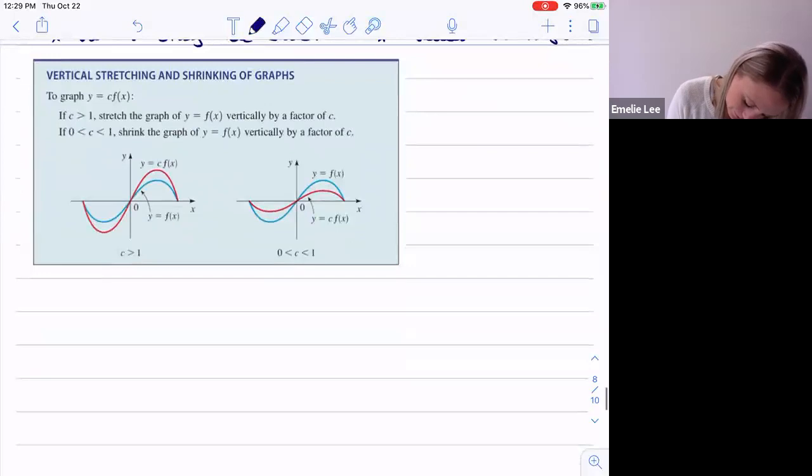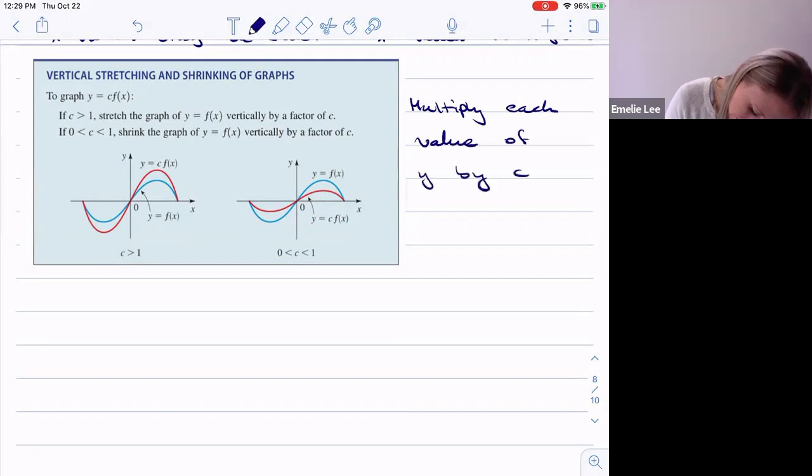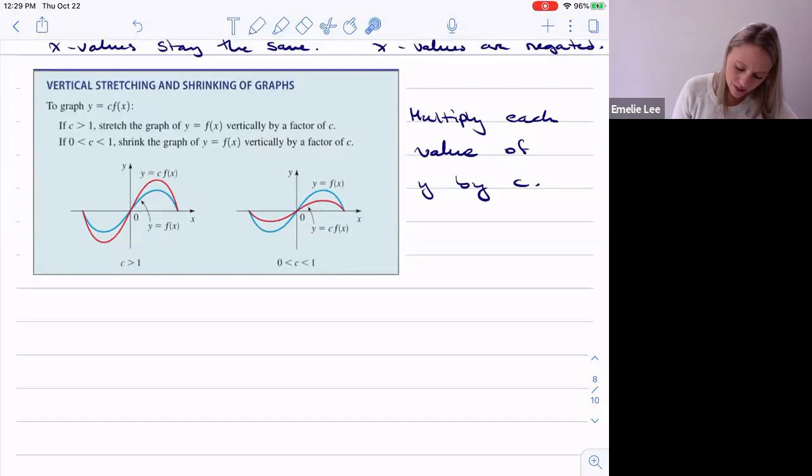So here, we're multiplying each value of y by c, right? So we can amplify it, or shrink it down, minimize it. So we call it stretching if it becomes bigger, and shrinking if it shrinks down and gets smaller. Okay. But just recognize that the c is outside the f of x.